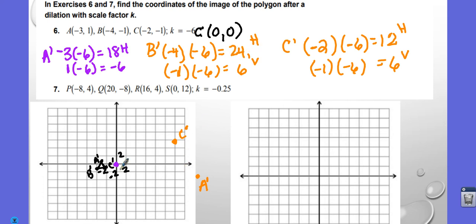All right. So this is 1, 2, 3, 4, 5, 6, 7, 8, 9. So that means +24 is somewhere out here. And we're on line 6. So that is my B prime.